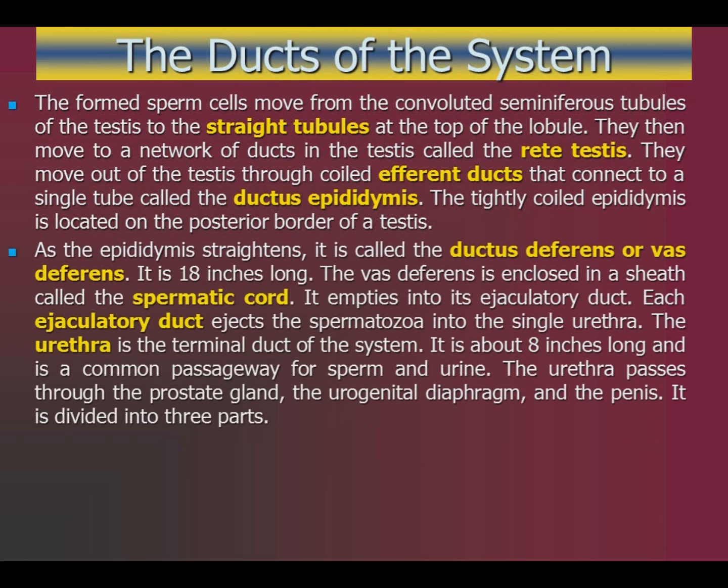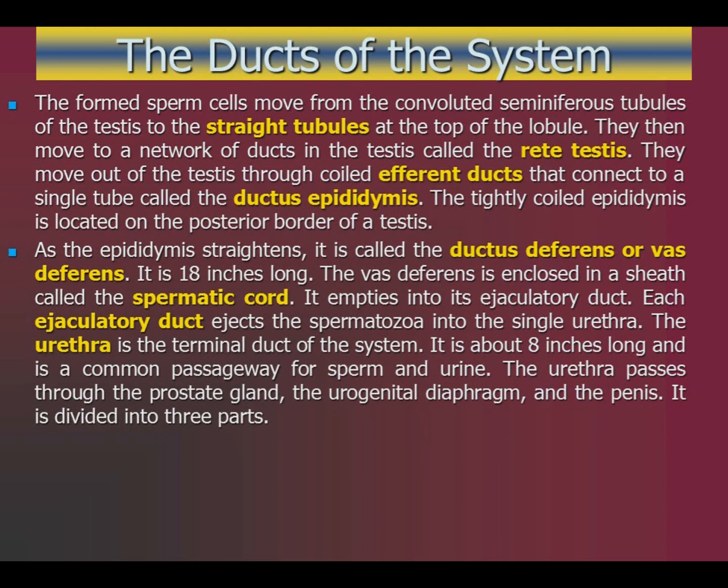The next part of the duct system is the ductus deferens, or the vas deferens. Within the tail of the epididymis, the ductus epididymis becomes less and less convoluted. At this point it is now referred to as the ductus or vas deferens. It is also commonly called the seminal duct. It is approximately 18 inches long and ascends the posterior border of the testis, penetrates the inguinal canal, and enters the pelvic cavity where it loops over the side and down the posterior surface of the urinary bladder.